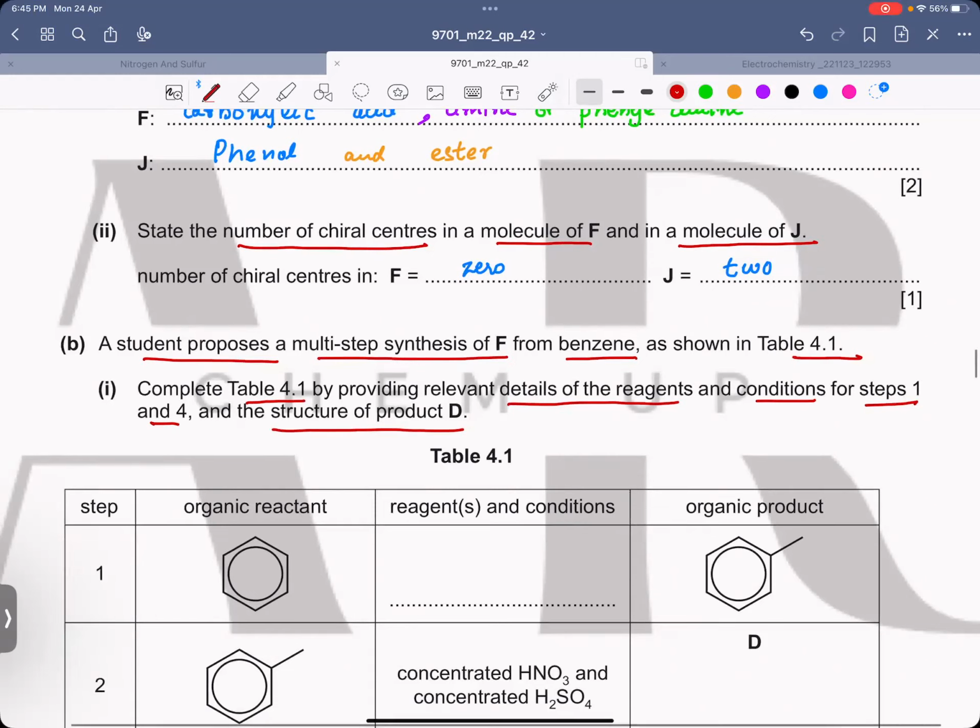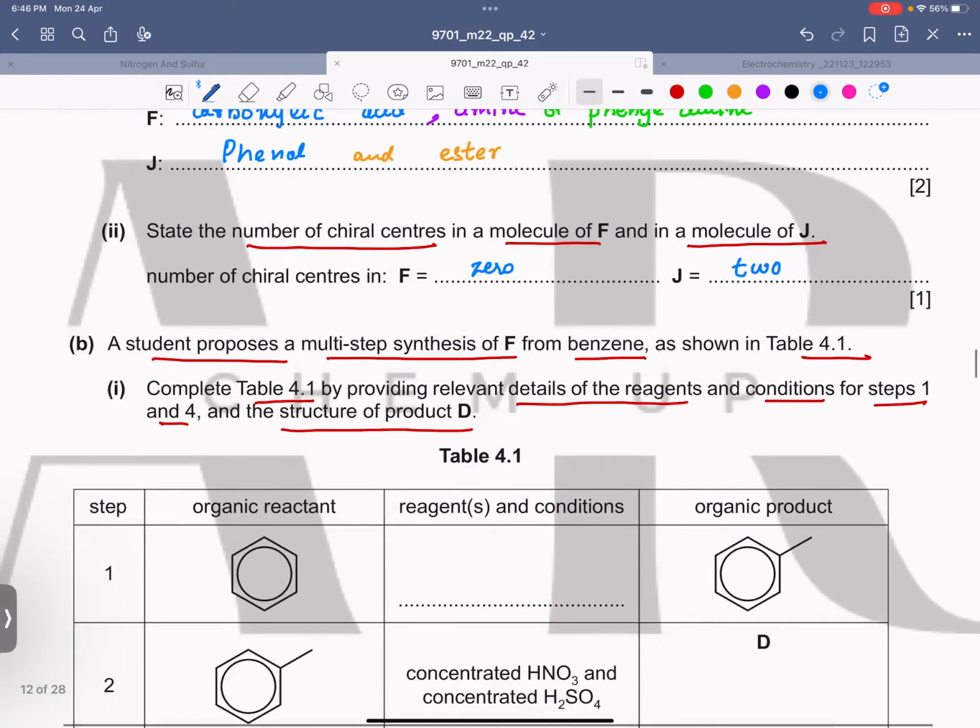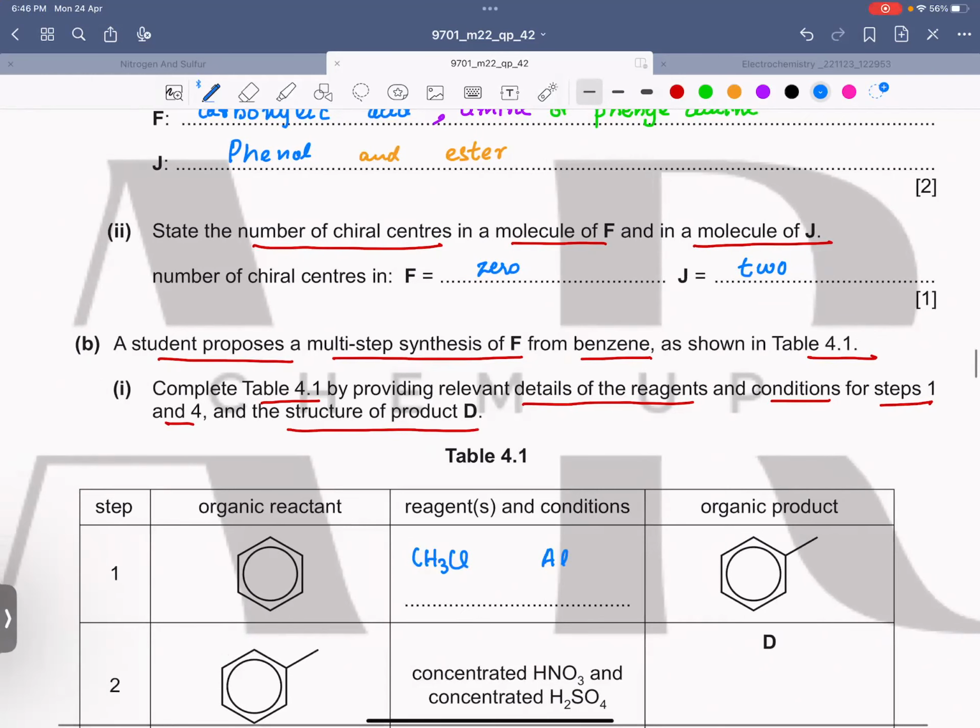We are getting a methyl group substituted, so CH3Cl plus anhydrous AlCl3 catalyst. Heating? The product is methylbenzene. Since there is a halogenoalkane, there is no need of heating over here. So CH3Cl and AlCl3.